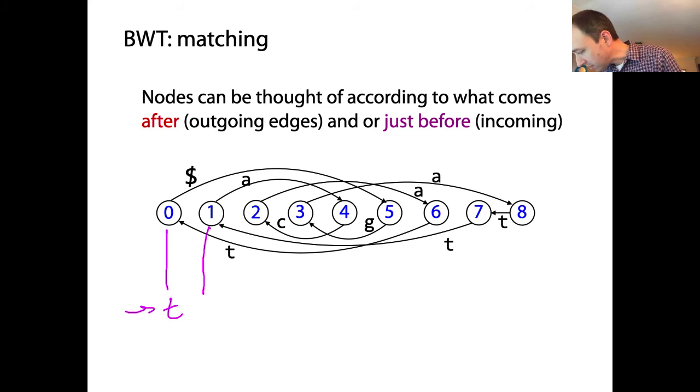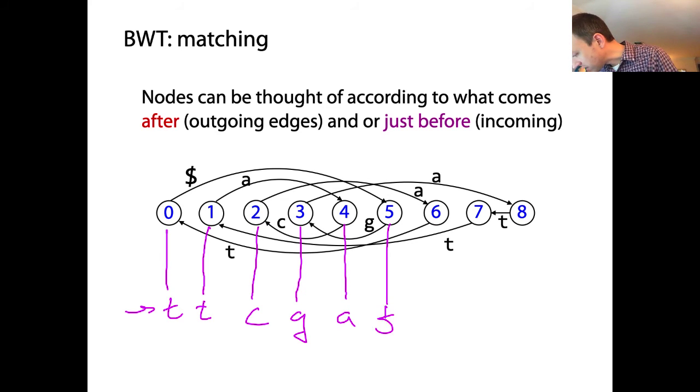Likewise, what's the label of the edge incident here? It's another T, right? T. How about this one? It's a C. How about this one? It's a G. How about this one? It's an A. Keep going. How about this one? It's $. How about this one? It's A. This one is T. This one is A.